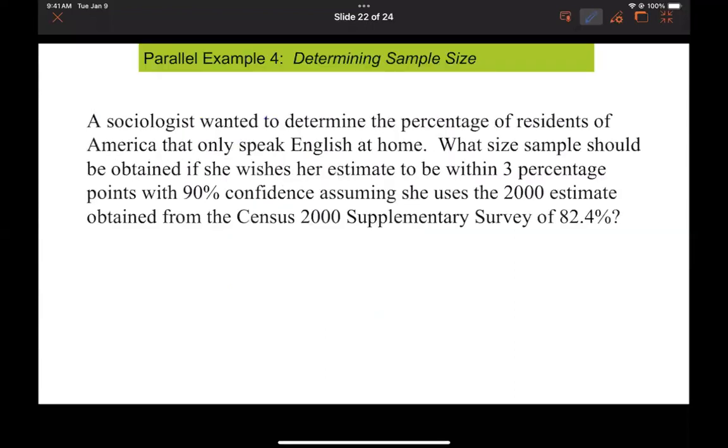A sociologist wanted to determine the percentage of residents of America that only speak English at home. What size sample should we obtain if we want our estimate to be within 3 percentage points and a 90% confidence interval? There was a previous estimate from the 2000 census that gave 82.4%. So there's our prior estimate. This is going to be the p hat that we are going to use.